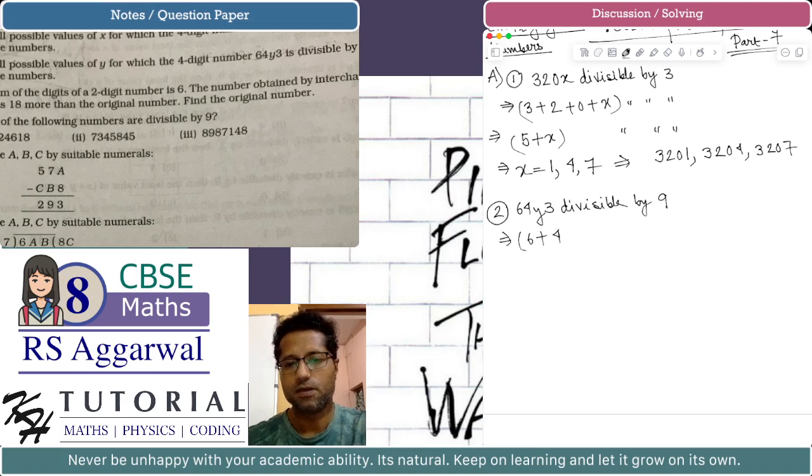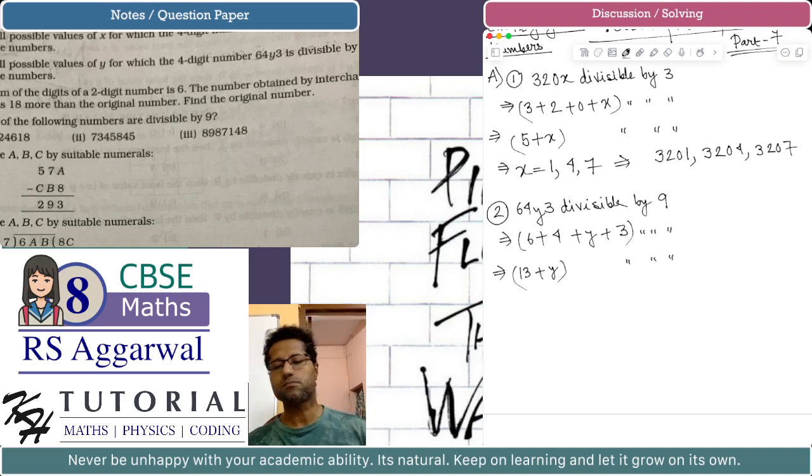So we must have 6 plus 4 plus y plus 3 divisible by 9. This implies 13 plus y must be divisible by 9. Now what is the next number after 13 which is divisible by 9? That is 18. If 13 plus y is 18, then y must be 5. So the minimum value of y that will make 13 plus y divisible by 9 is 5. So 13 plus 5 is 18.